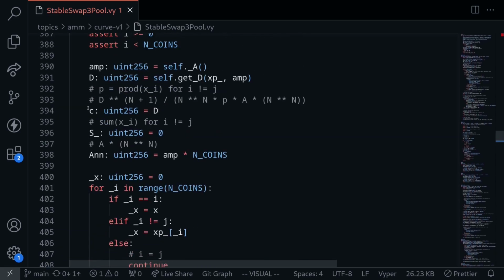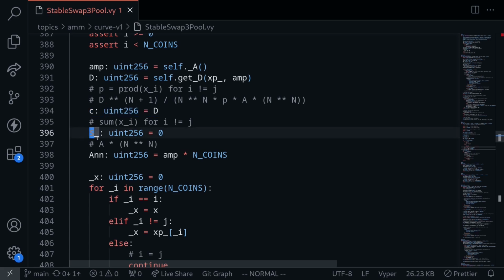So going back up, this c variable, you can later verify for yourself that this will turn out to be D raised to the power of n plus 1, where n is the number of tokens for this pool. For StableSwap 3pool, this n will be equal to 3. And then divided by this expression, n raised to the n times P, where P is the product of all of the token balances except for token j, which represents the token out. Multiply this P by A times n to the n. That's what this c will stand for.